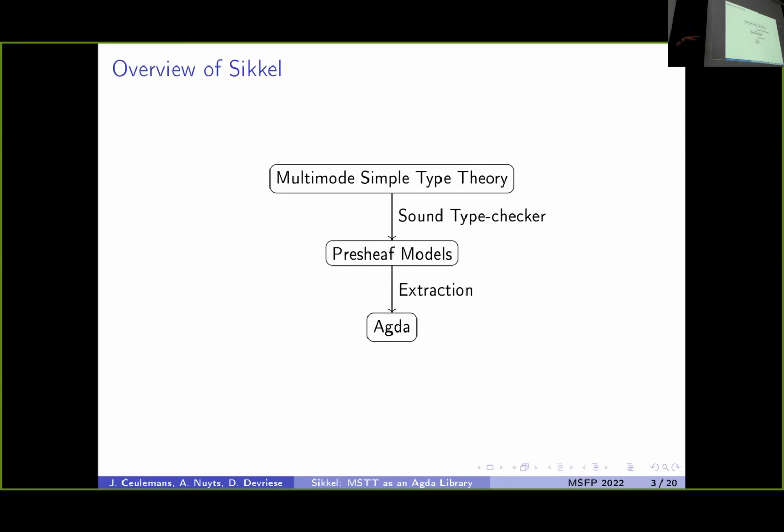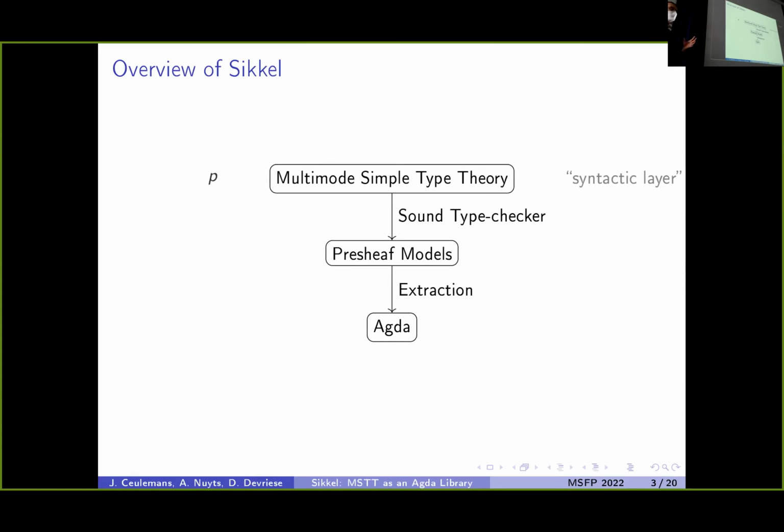So here you can see a general overview of the architecture of our library. As you can see, Sikkel consists of 3 layers. The first layer is a syntactic layer. It provides a syntax of multimode simple type theory. Don't worry about that term, I will come back to it on the next slide. It provides a syntax, and that syntax can easily be extended with new primitives. At this layer, you can write your programs in the syntax and make use of these new primitives. What you cannot do at this layer is evaluate your program.